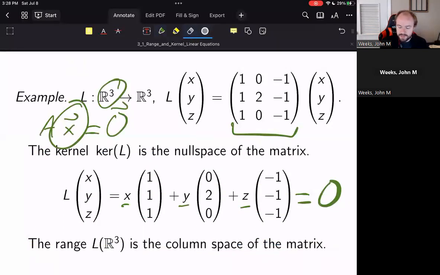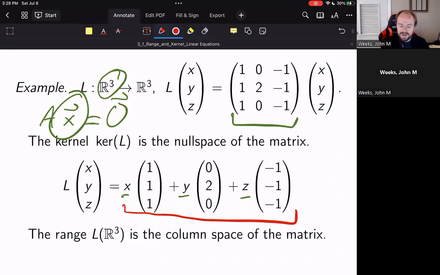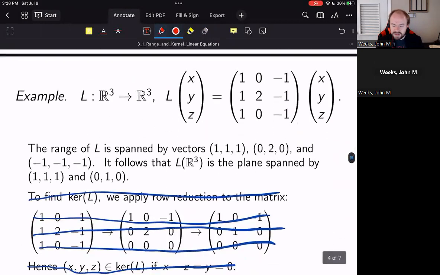The range L(R3) is the column space of the matrix. Well, why is this? We go back to the original equation. What values are possible whenever I write things in this form? Well, it's all values that are possible whenever I plug in whatever I want for x, y, and z, as long as all of those are real numbers. That's exactly how we define the column space to be. The column space is all possible values that this can take on. It's the span of all of the column vectors in this matrix. So this helps us connect these notions of kernel versus column space. Now, the range of L is spanned by the columns of this matrix.